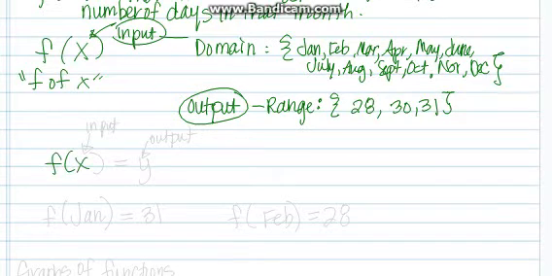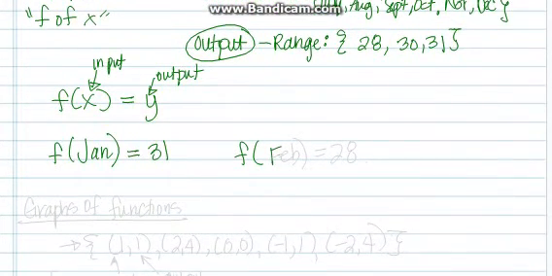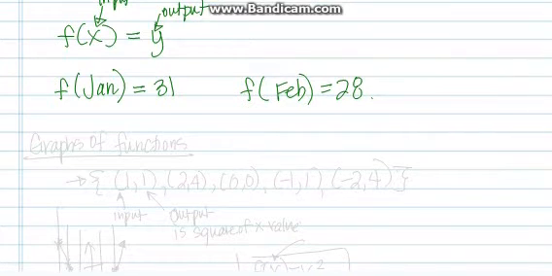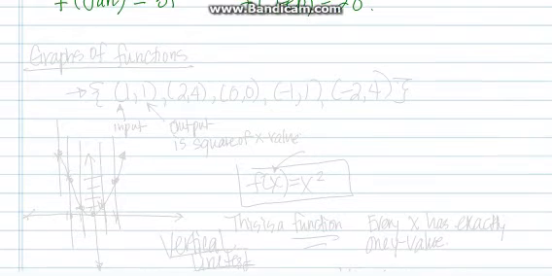So we'll say f of x, you plug in something, that gets you your y. So that's our input and our output. So for example, if I put in January, I would get 31 out. That's our notation. If I put in February, I would get 28 out. So that was a little bit of our notation.